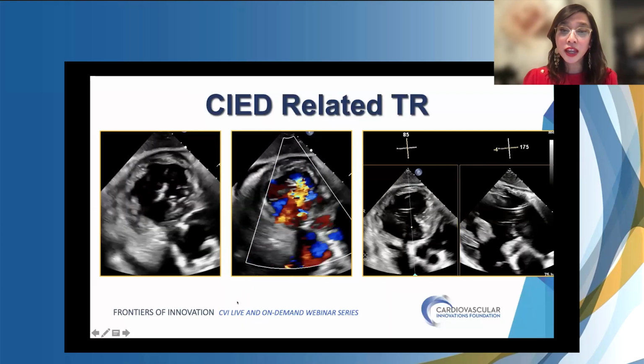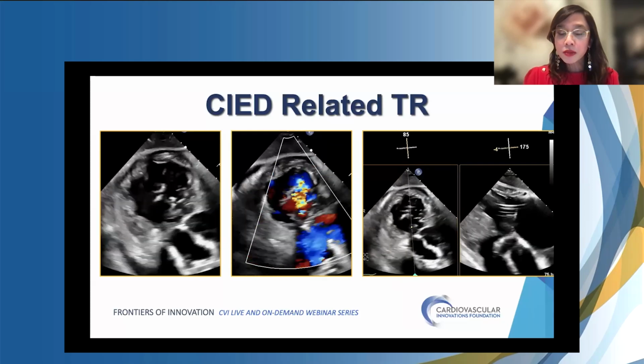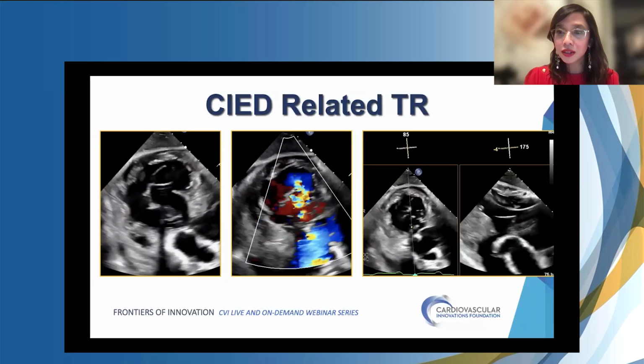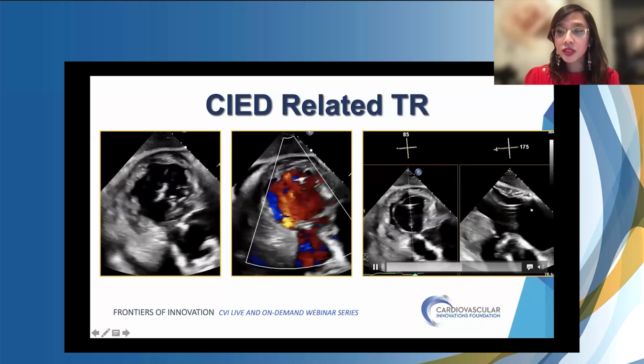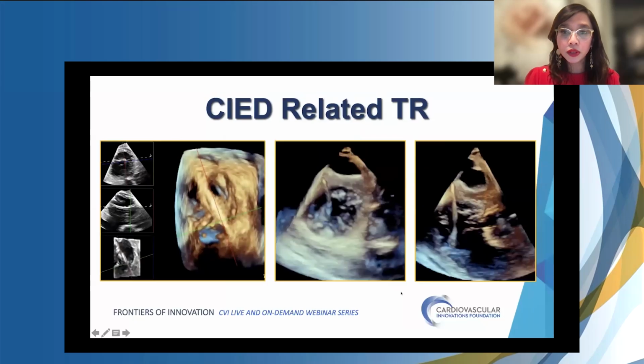So here is your transgastric view all across the RV lead, and then biplane imaging in your transgastric view, you can see the trajectory of it, certainly in the RV in the posteroseptal region, certainly interaction. But 3D was really helpful in this case.